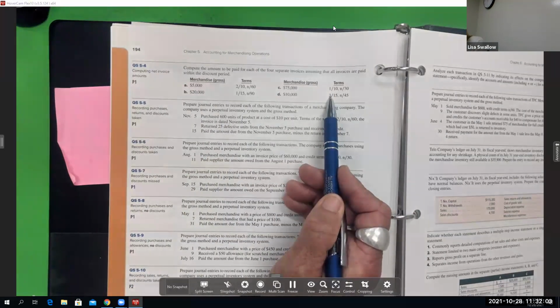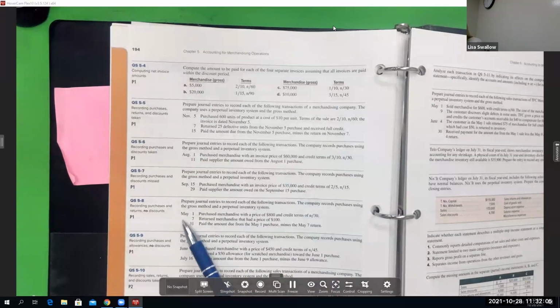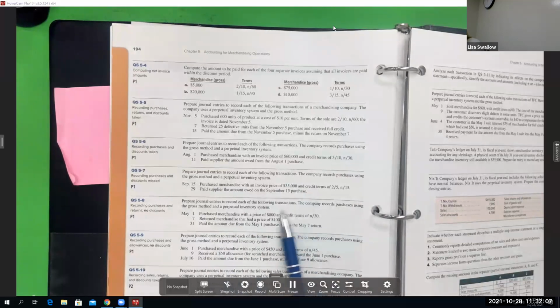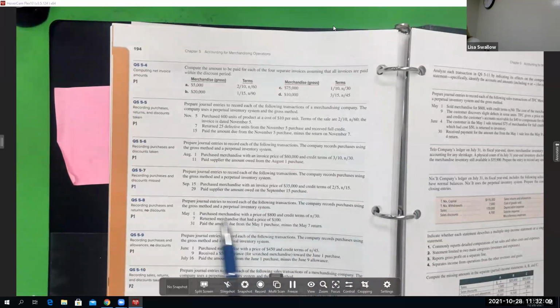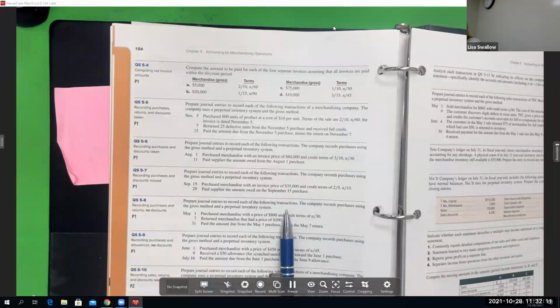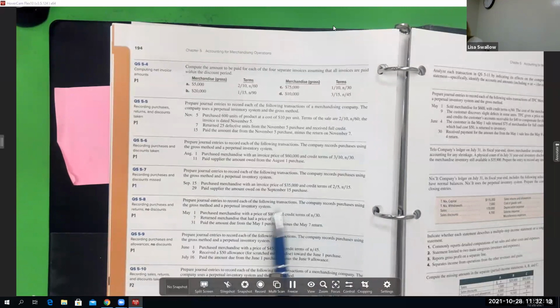Okay. Number 8. Prepare journal entries to record each of the following transactions. The company records purchases using the gross method and a perpetual inventory system. And basically they tell you that every time, but we're assuming that all the time. The periodic system really isn't used anymore. Everybody's got some digitized way of tracking their inventory. If you don't, you're in trouble.